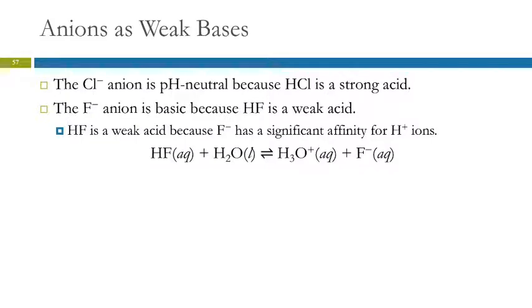So chloride ion. Chloride ion is a conjugate base of HCl, which is a strong acid. So chloride ions do not affect the pH of the solution at all. The fluoride ion acts as a base. It makes the solution basic because it's the conjugate base of a weak acid. So HF is a weak acid. So when it gets dissolved with water, it forms hydronium ion and fluoride ion.